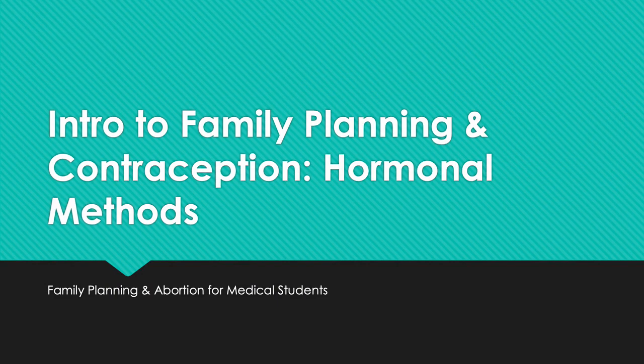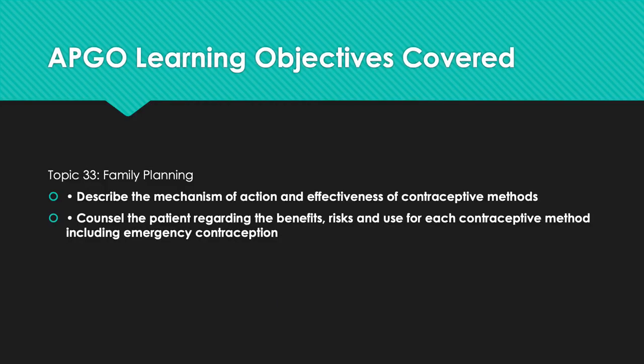Today we will continue our mini-series on family planning and contraception by talking about hormonal methods of birth control. We will continue to cover the below APGO Topic 33 learning objectives, including discussing the mechanism of action, risks, benefits, and effectiveness of contraceptive methods. I will not be covering counseling for contraception directly, but have links and resources in the course folder.